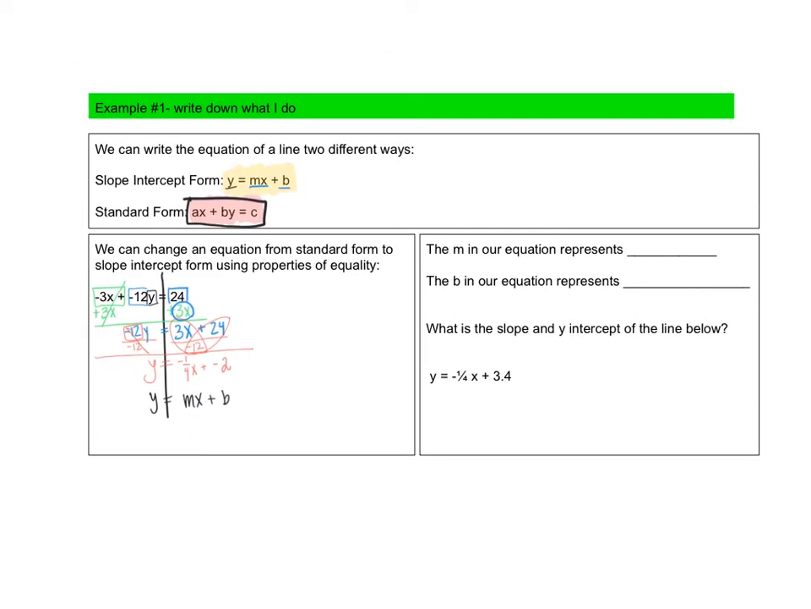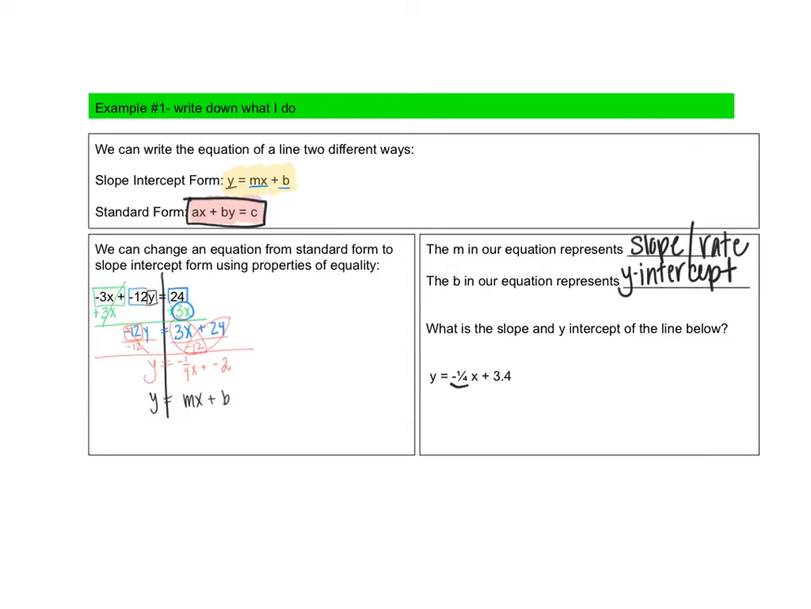On the right side, it says the m in our equation, y equals mx plus b, represents our slope. We also call this our rate. Okay, so that's what the m represents. And then the b in our equation represents our y-intercept. That is where our line crosses the y-axis. It goes on to say, what is the slope and y-intercept of the line below? So what's in our m position? What's in our b position?